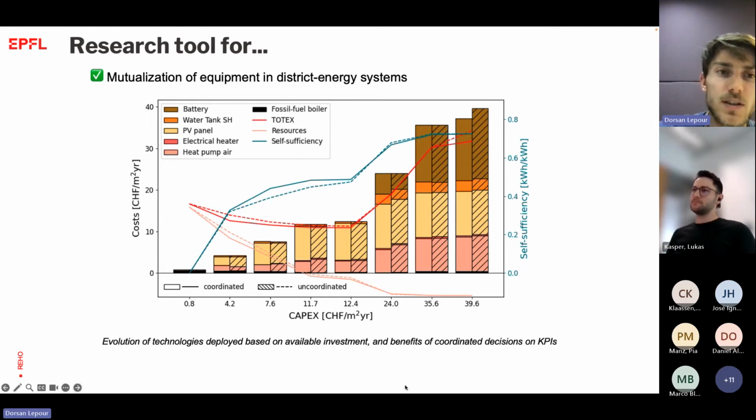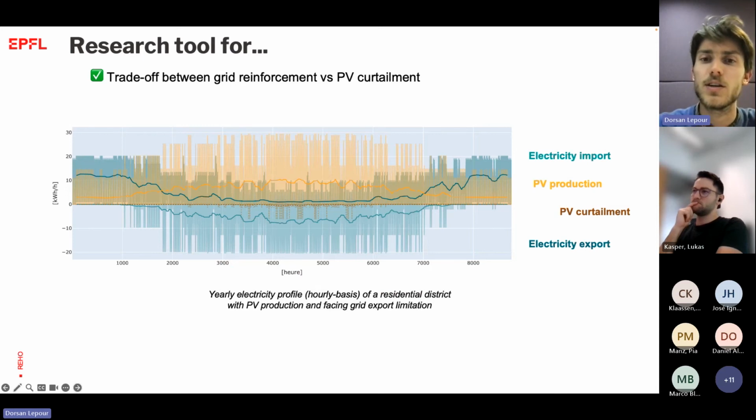So it's interesting to see that the self-sufficiency at the district scale can grow and be even greater when the decisions are coordinated. That is also something that is interesting here. The tool has been applied to study the trade-off between the grid reinforcement versus the PV curtailment.